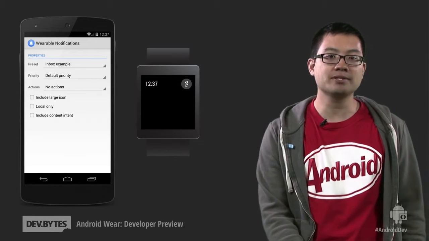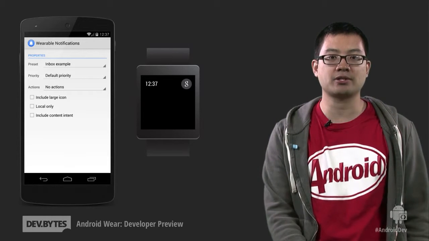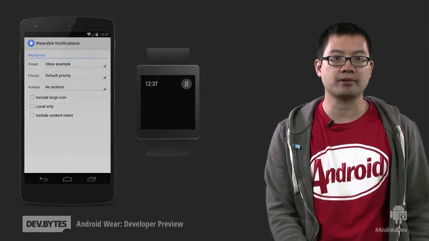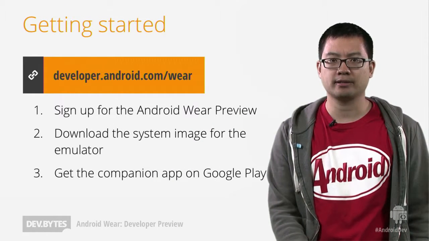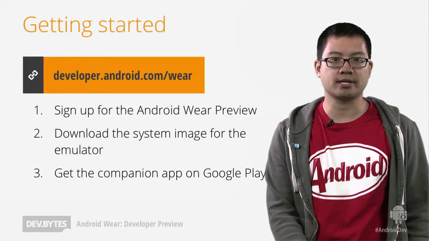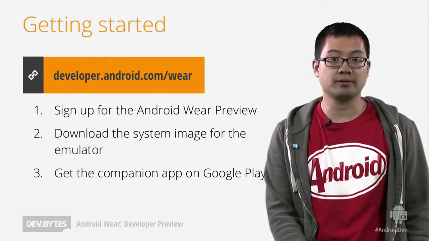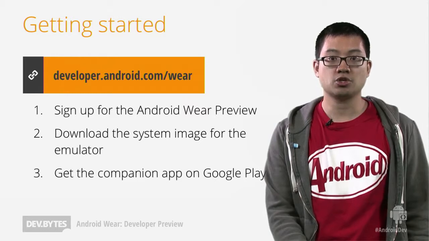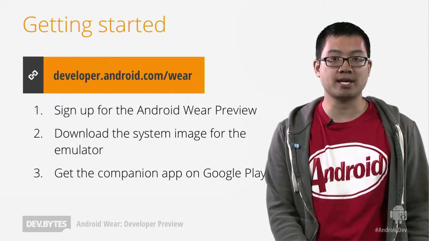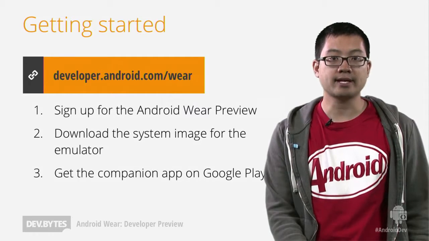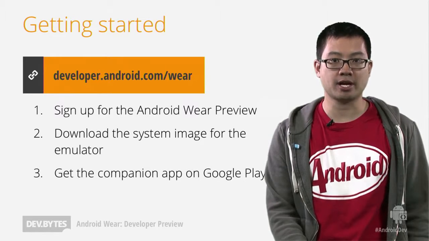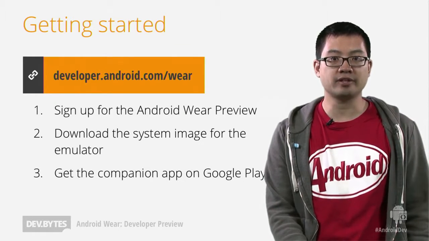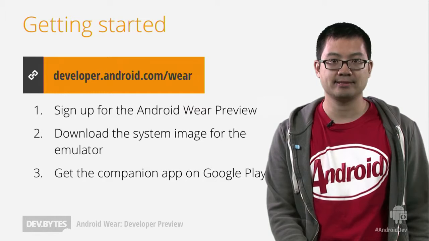It's worth noting that all of this is possible thanks to the Notification Listener API that was added in Android 4.3. So let's talk about how to get started developing for Android Wear. First, go to developer.android.com, where you can sign up for the developer preview and browse the documentation. You should also download the system image from the SDK Manager to create an Android virtual device with Android Wear. Finally, install the Android Wear preview app and run it on your Android phone that is connected to your emulator. At this point, you'll have your development environment set up and ready to go.